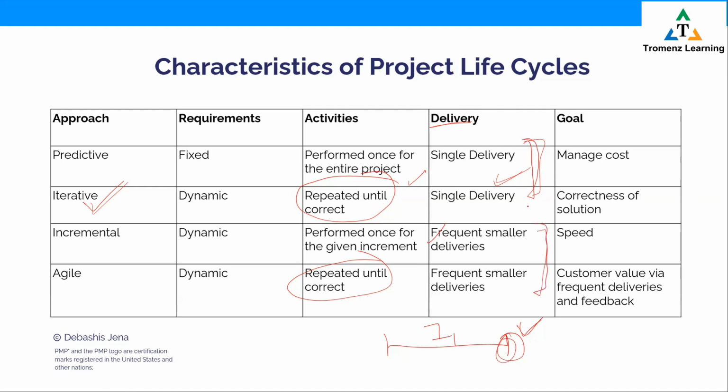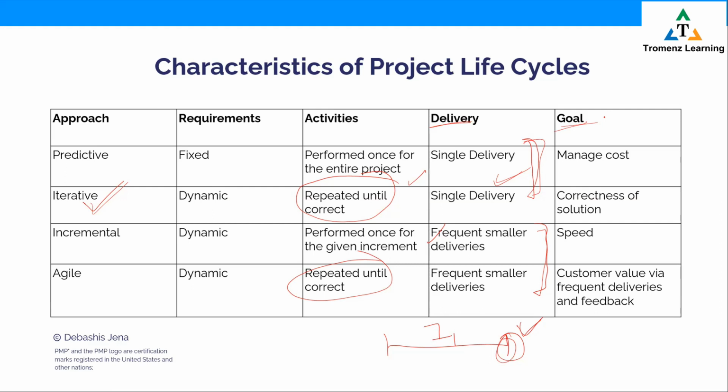But come to incremental and agile. In both the cases, frequent, smaller deliveries. Not a one-time delivery. You're going for frequent, partial deliveries. And then come to the last one, the goals. What's the goal in each life cycle? Before I talk about the goal, please note one thing. Goals such as completing on time, within budget, are generic goals. These are anyway there in every project. So what is stated under goal, please note, is the main focus area.